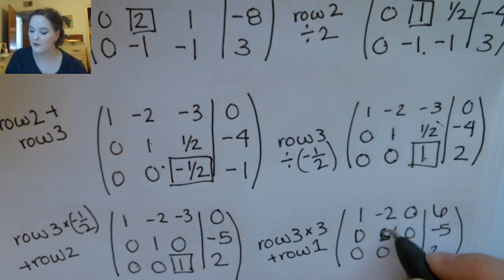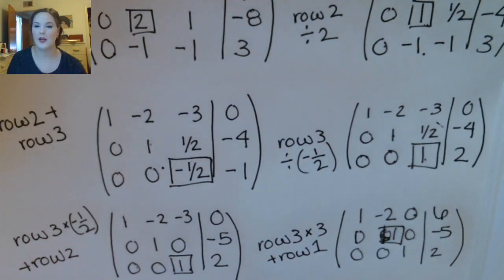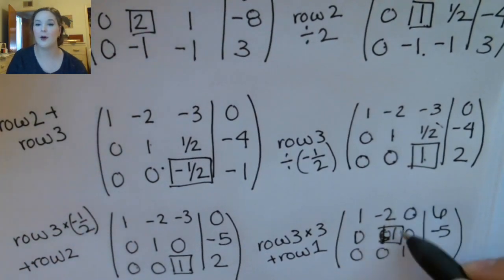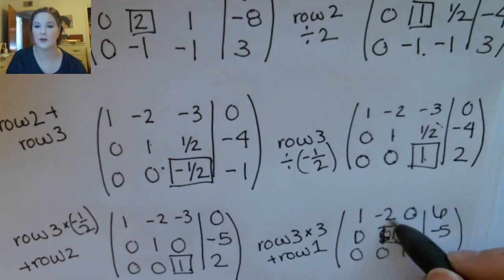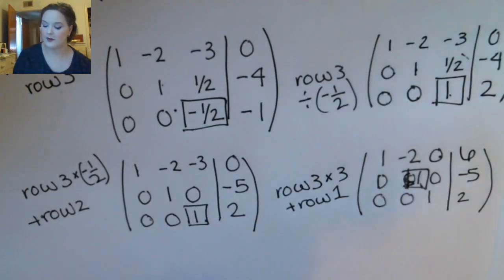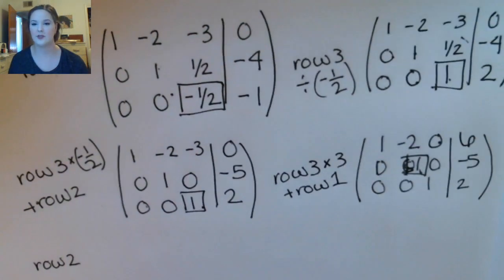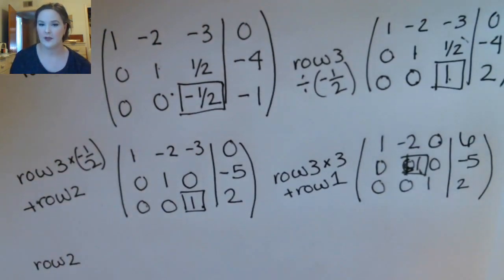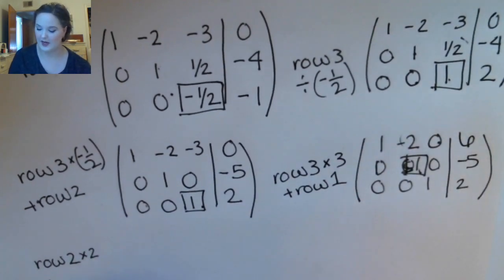So I'm going to move back to this position, and I'm going to eliminate everything above that position using this one. So you're using this diagonal position to get rid of this -2. I'm going to take row 2, because that's the row with the position I'm interested in. I'm going to multiply it by 2 and add it to row 1.